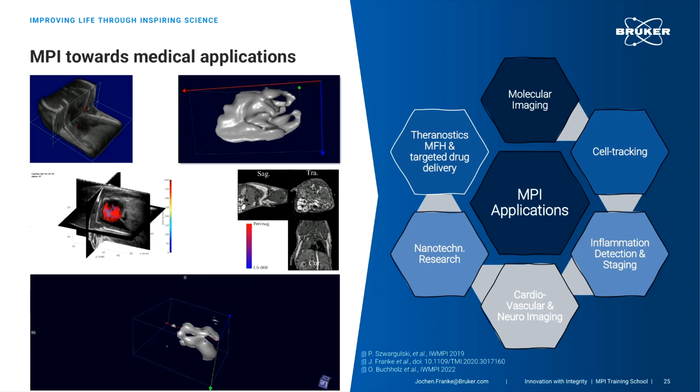So now, point imaging is pointless, right? It just shows the limit of detection. We really want to do applications, and I have brought a couple of different applications which we and our customers have performed in recent years. It ranges from molecular imaging to cell tracking, inflammation detection and staging, to cardiovascular imaging and neuroimaging, to nanotech research, optimizing the particles for having a better magnetization curve, a steeper magnetization curve, or more broader hysteresis, which will be the next topic in my next talk.